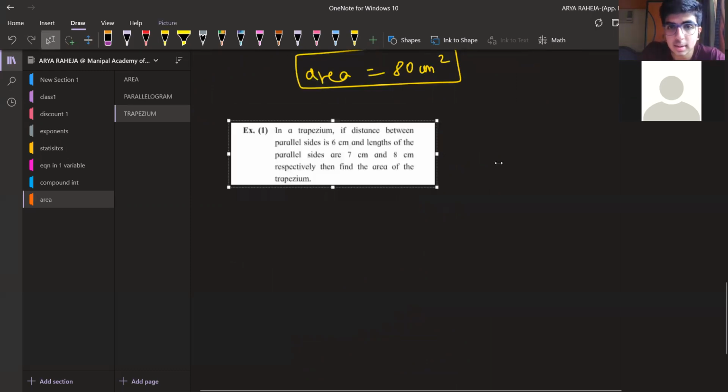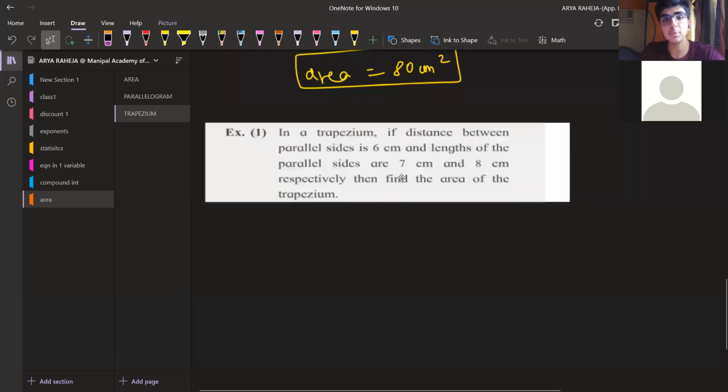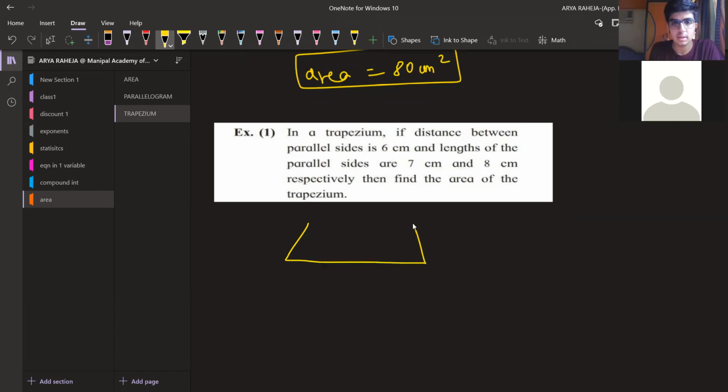Take a look at this. First, for solving this, everyone has to visualize the shape of a trapezium, how it will look, and then on that basis you can try to think. Okay, so in a trapezium, if the distance between parallel sides is 6 centimeters. Let me just draw a rough trapezium here. Suppose this is a trapezium. In a trapezium, if the distance between parallel sides, which are the parallel sides? This and this. So this distance is 6 centimeters and the lengths of the parallel sides are 7 centimeters and 8 centimeters respectively.